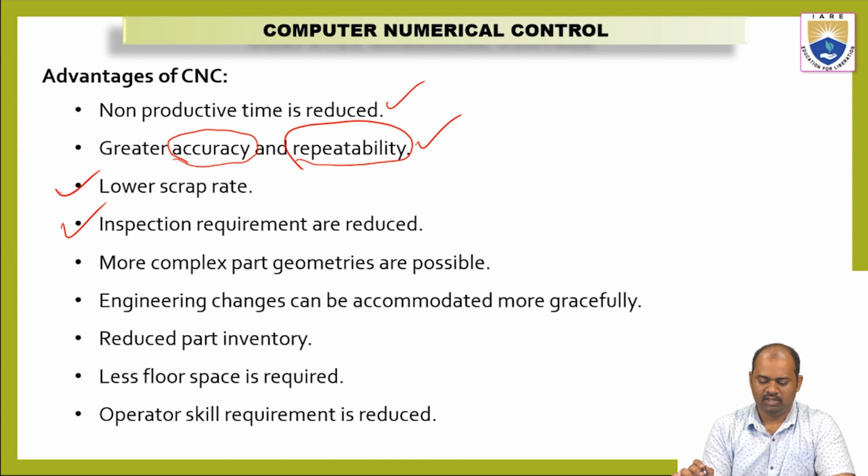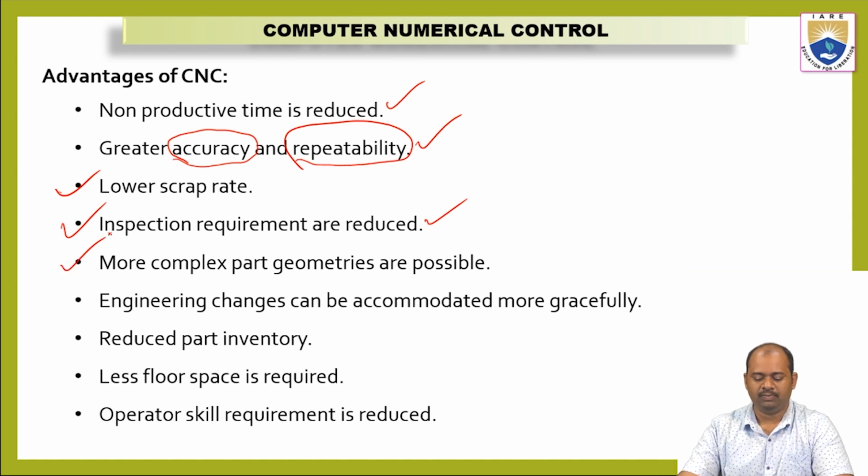And then inspection requirements are reduced because the CNC is a machine. It can operate on its own and it will be precise. So the inspection requirements are very less. There is no need to inspect the object again and again because it is not done by a human being.